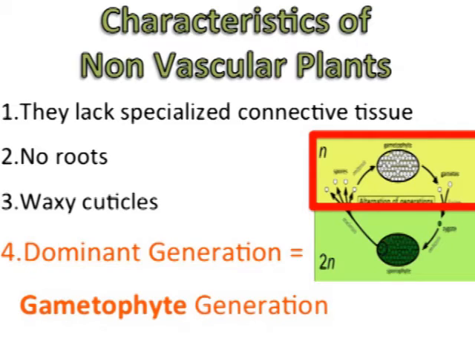Lastly, all plants undergo alternation of generations. However, in non-vascular plants, the gametophyte is the dominant generation. Just a reminder, this is the haploid phase of the life cycle. The female part of the plant that produces the eggs is called the archegonium, while the male part that produces the sperm is called the antheridium. In order for fertilization to occur, water must be present.